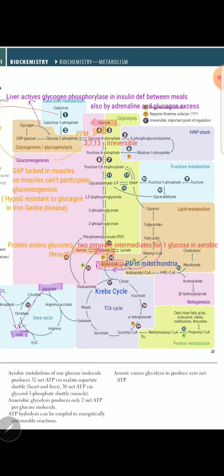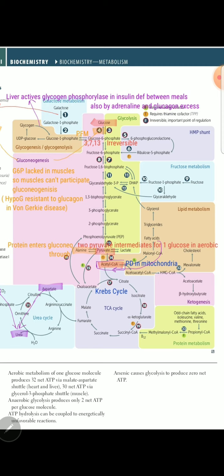More glucose will be produced between meals because the risk of hypoglycemia increases between meals. This reaction is important, and other mediators of this reaction to increase the glucose level between meals are adrenaline and glucagon. So insulin deficiency or glucagon excess, we know glucagon increases blood glucose level.